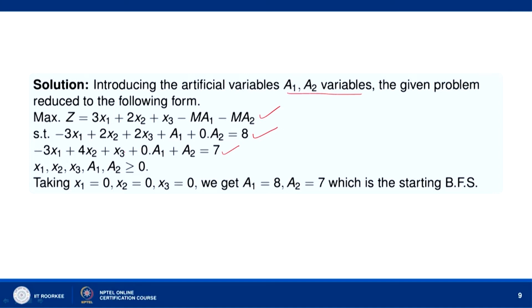Now, we have 2 equations and 5 variables, okay, x1, x2, x3, A1, A2. So, we take any 3 variables equal to 0. So, let us take the variables x1, x2, x3 equal to 0 each, okay. We get the value of A1 as 8 and the value of A2 as 7. So, this is our starting BFS, okay. x1 equal to 0, x2 equal to 0, x3 equal to 0, A1 equal to 8, A2 equal to 7. This is our starting basic feasible solution.